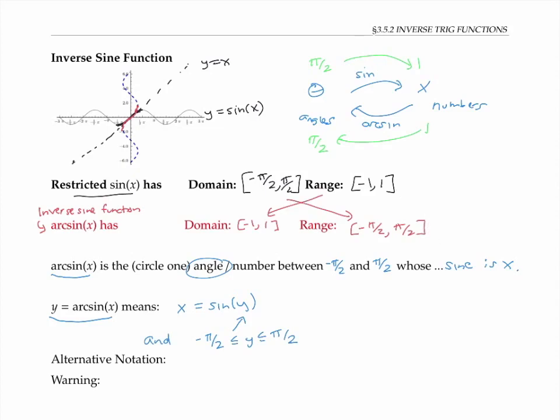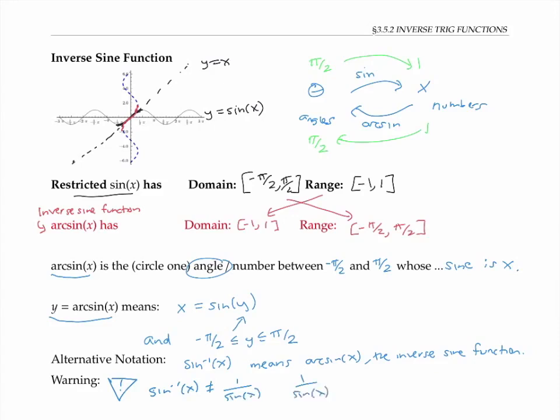There's an alternate notation for inverse sine. Sometimes it's written as sine to the negative 1 of x. But this notation can be confusing, so be careful. In particular, sine to the negative 1 of x does not equal 1 over sine of x. 1 over sine of x, the reciprocal function, is another word for cosecant of x. But sine to the negative 1 of x is another word for arc sine of x, the inverse sine function, which is not the same thing as the reciprocal function.